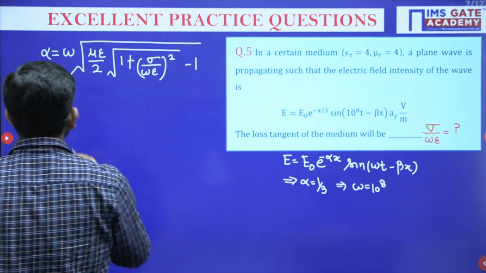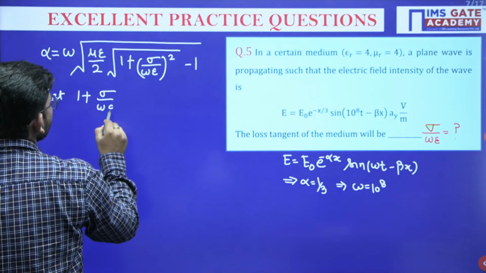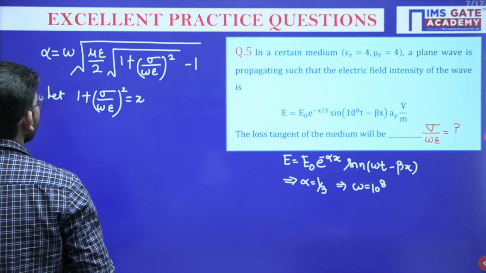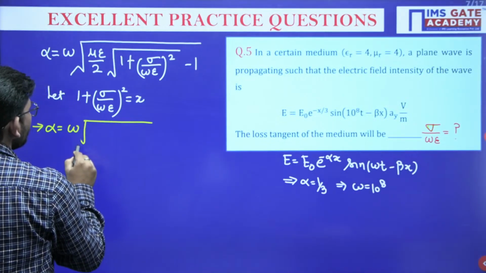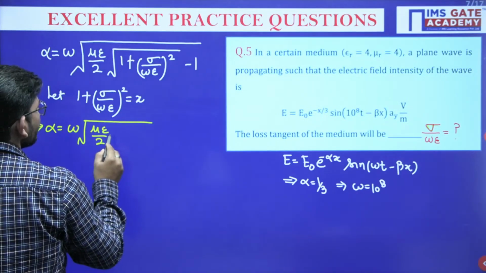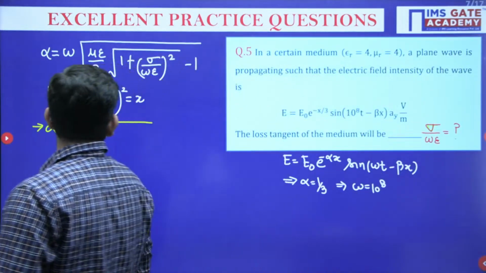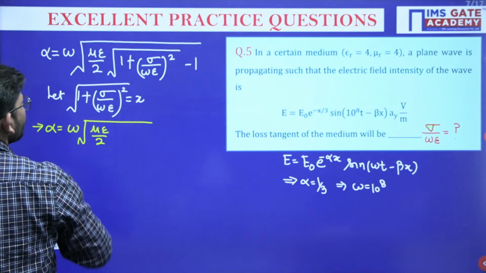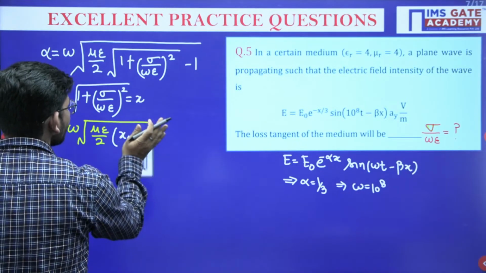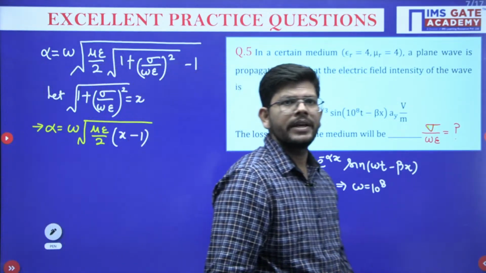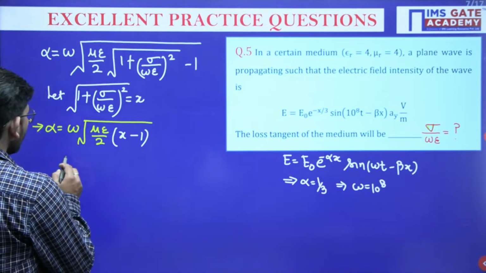So let me assume that the quantity 1 plus sigma upon omega epsilon squared is x. If I write this to be x, alpha can be transformed into omega under root of mu epsilon divided by 2, under root of the inner quantity, which I have assumed to be x. So what can we write now? This will become x minus 1. Can we write it like that? Yes or no? This will become this quantity right now.